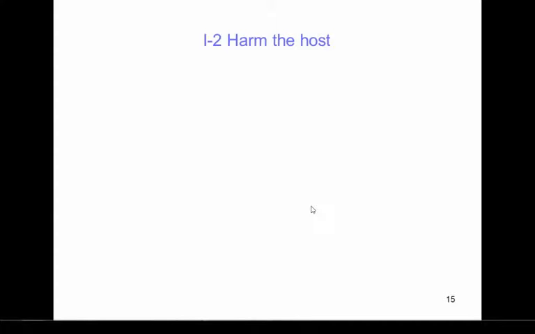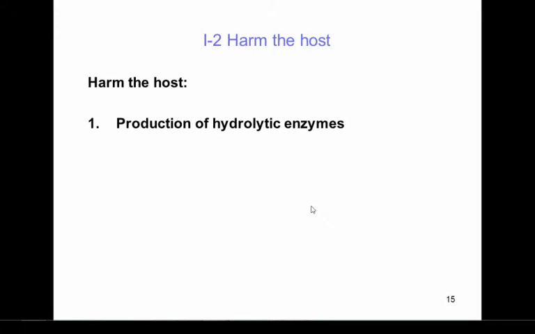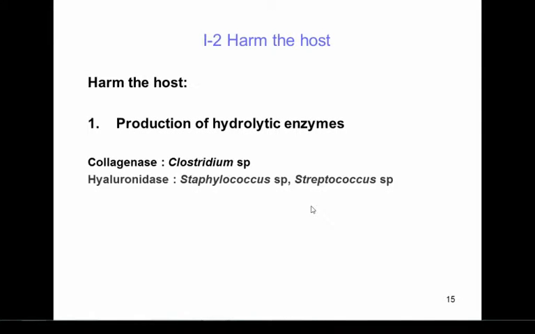And finally, to be really evil, you must harm the host. So there are different aspects to this. One of them is to produce hydrolytic enzymes: collagenase, hyaluronidase, and elastase. So this is part of the colonization process.